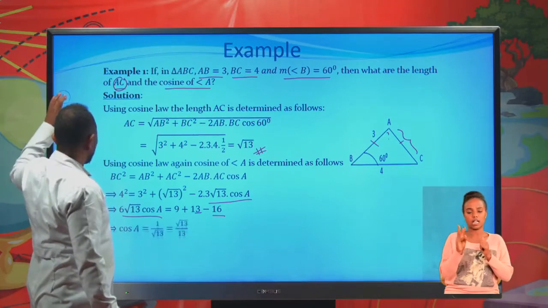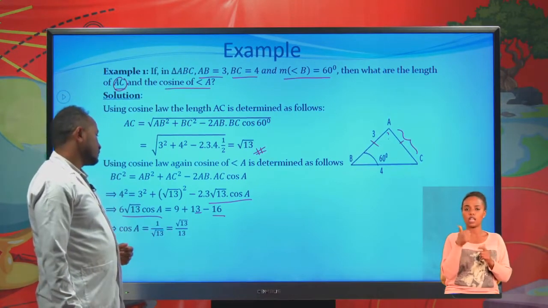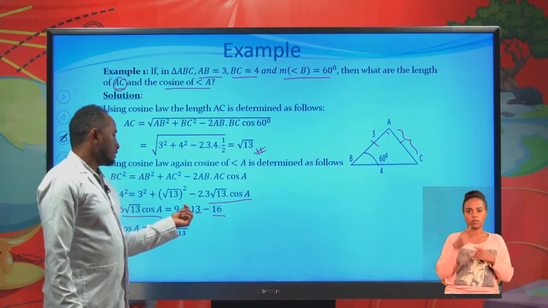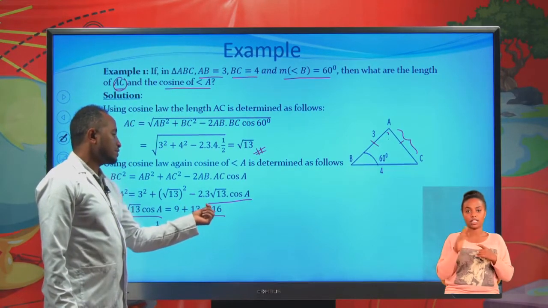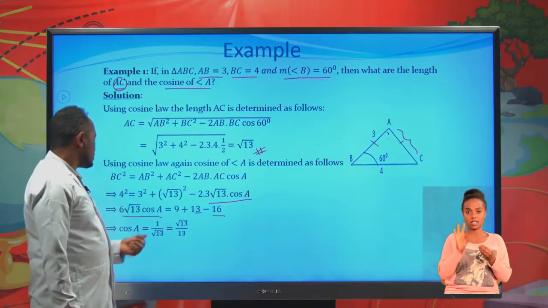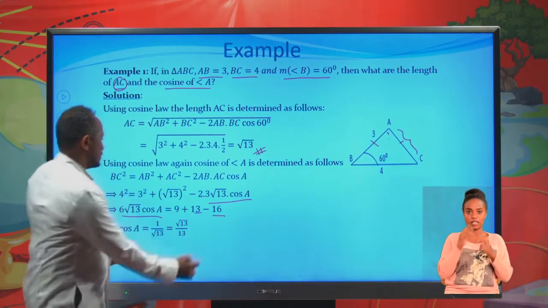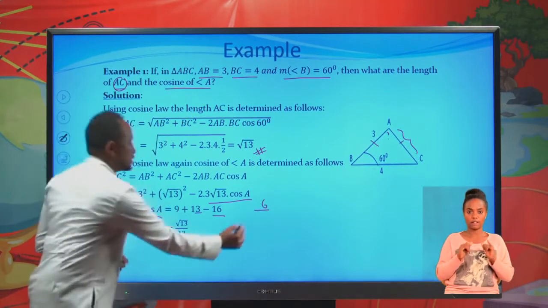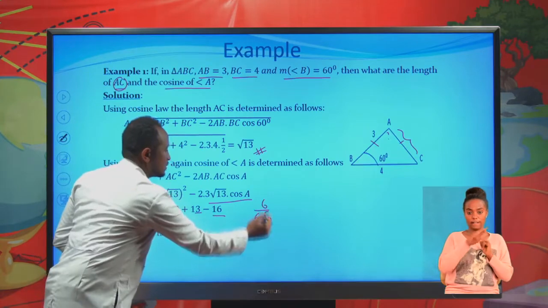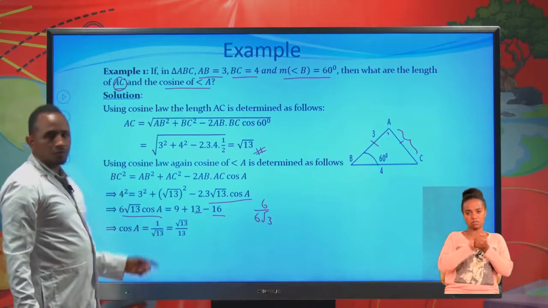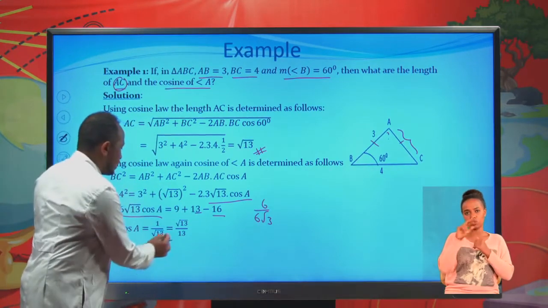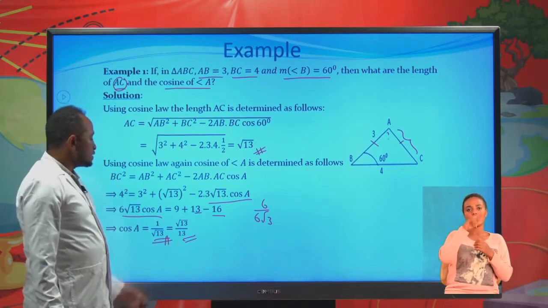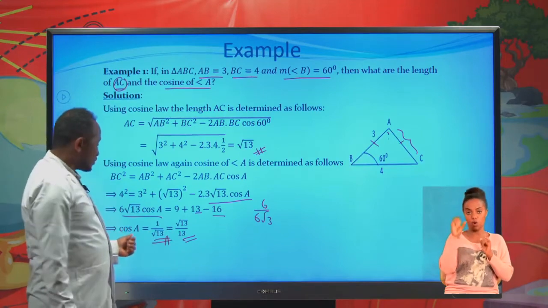Therefore cosine of A will be, this result becomes 13 minus 16 is minus 3 plus 9 is 6. Therefore 6 over 6 root 13. 6 by 6 cancel, you will have 1 over root 13. Rationalizing, you will have the square root of 13 over 13. This is the cosine of the angle, okay? It's not the angle, it's cos A.